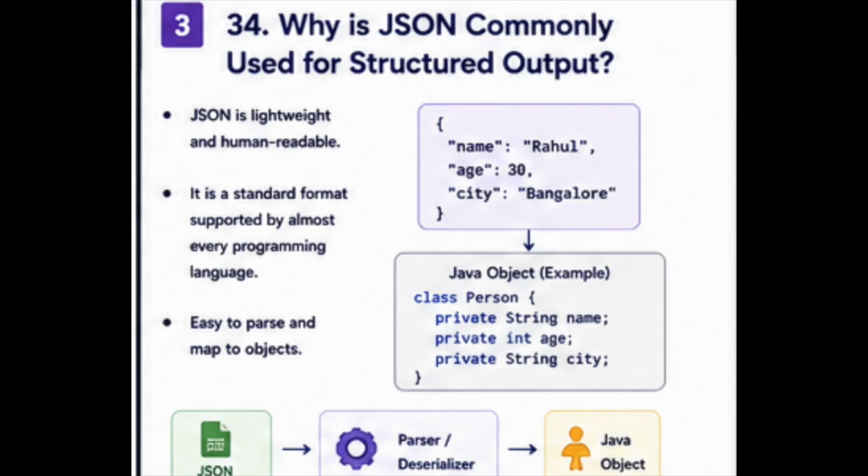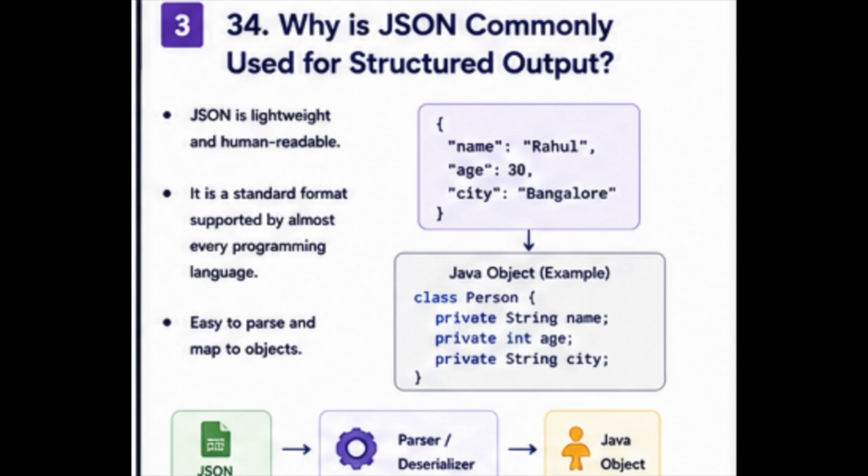Why is JSON commonly used for structured output? It is commonly used because it is lightweight, human readable, and supported by almost every programming language. For example, Java can easily convert JSON into a Java object. Consider this JSON where the key is name, value is Rahul, key is age, value is 30. In Java, this can be mapped to a Person class where we have two variables, String name and int age. This process is called deserialization.